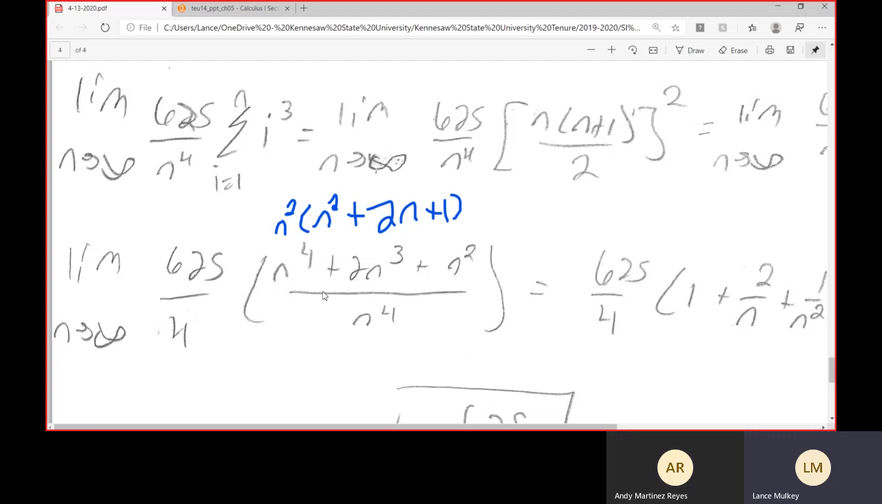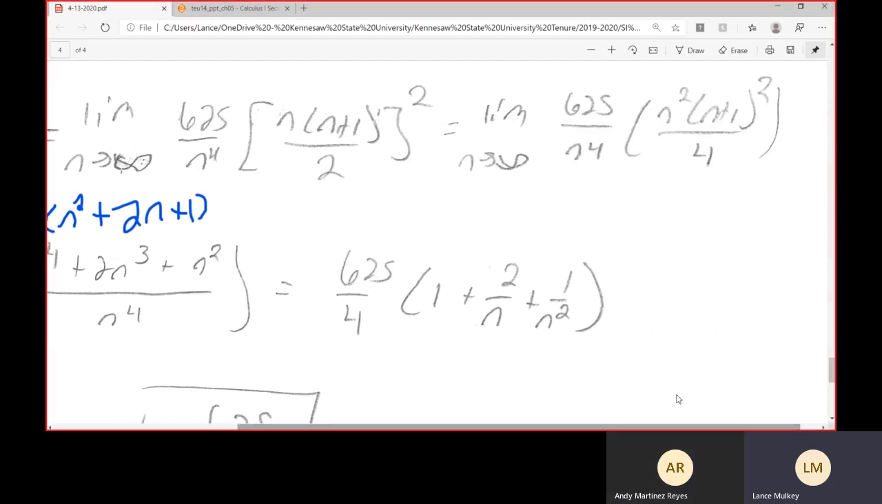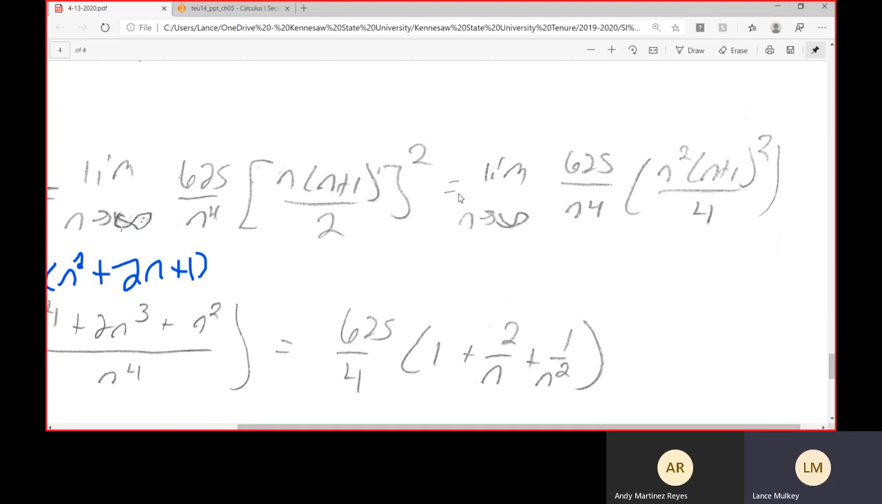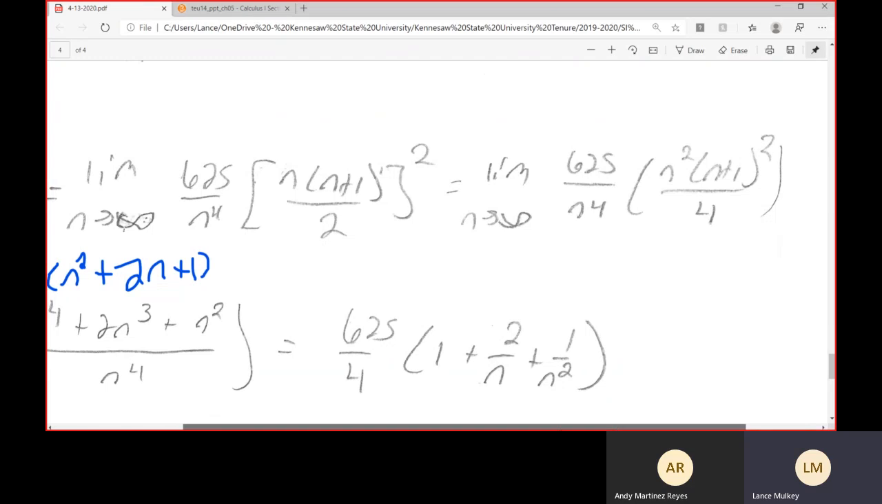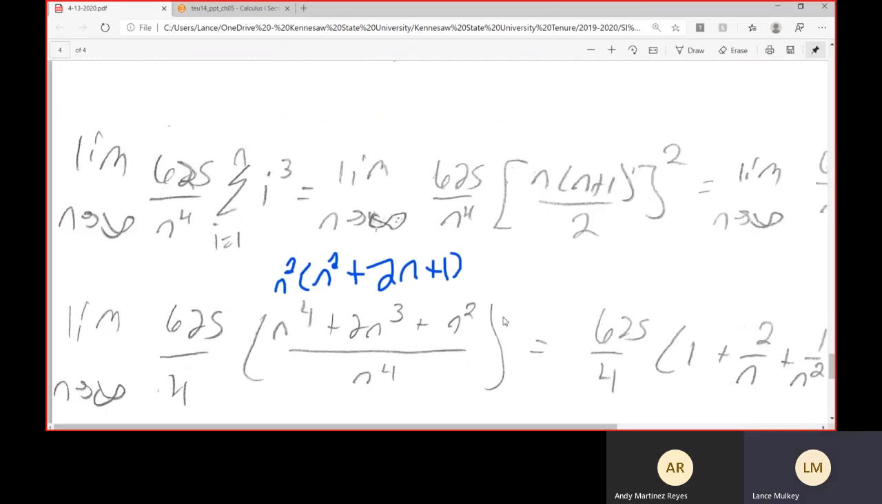And so you distribute the n squared, and it turns into this. Because when you have a square like that, you can square everything in there as long as it's all multiplied together. So that equals n squared times n plus 1 quantity squared, all over 4. This is 2 squared down here. And so when you have that, I'm sure you know what to do.